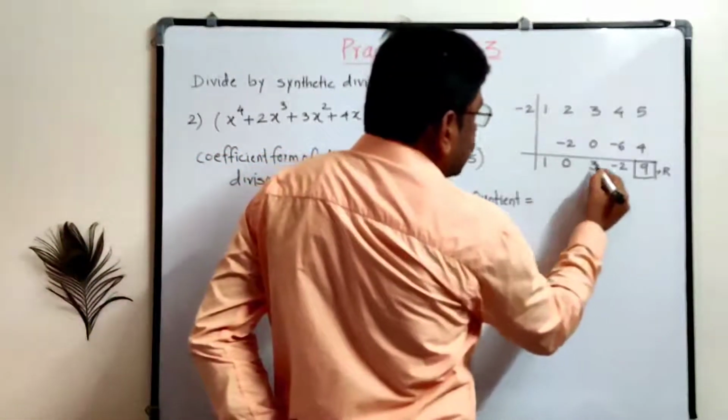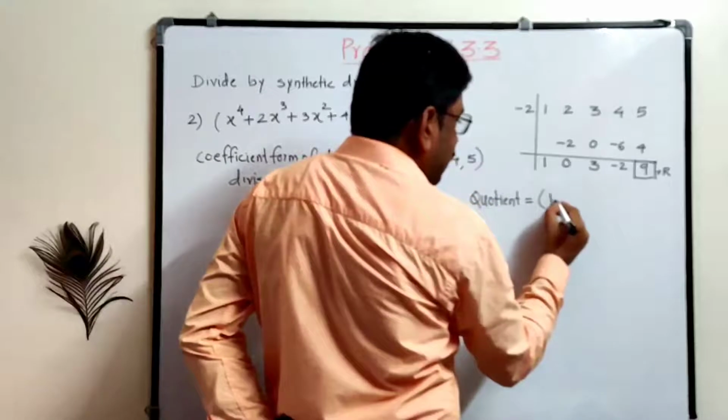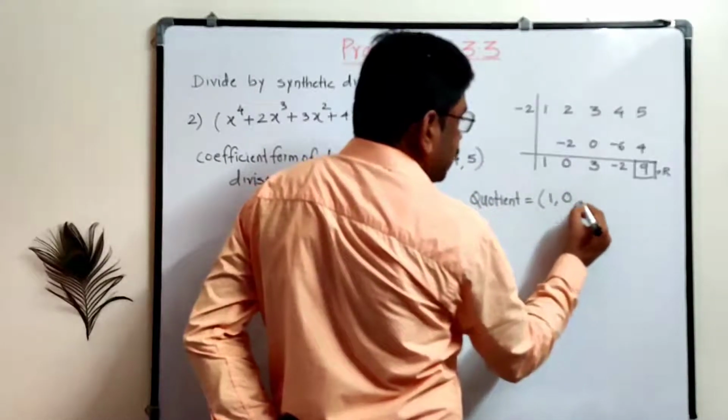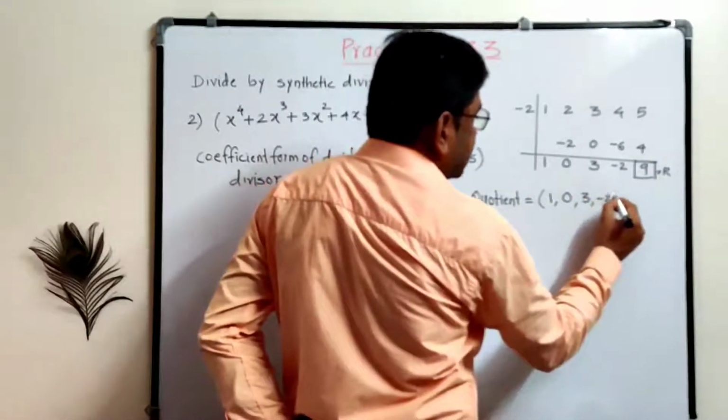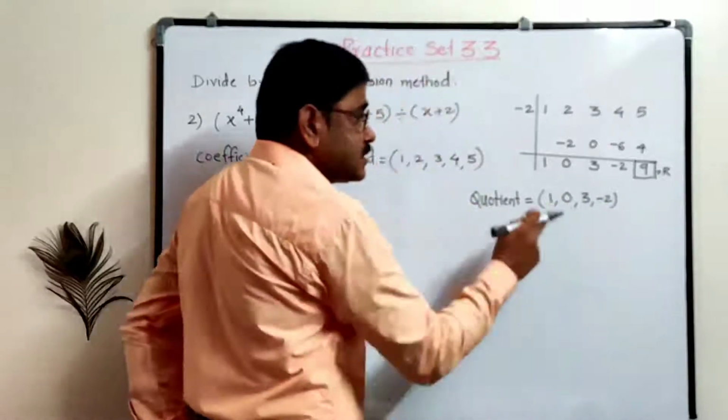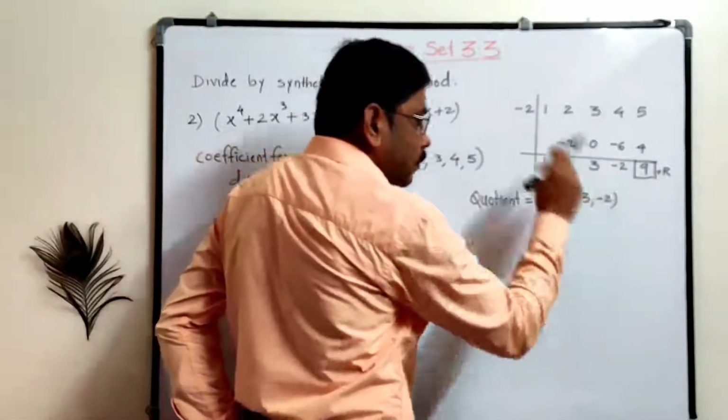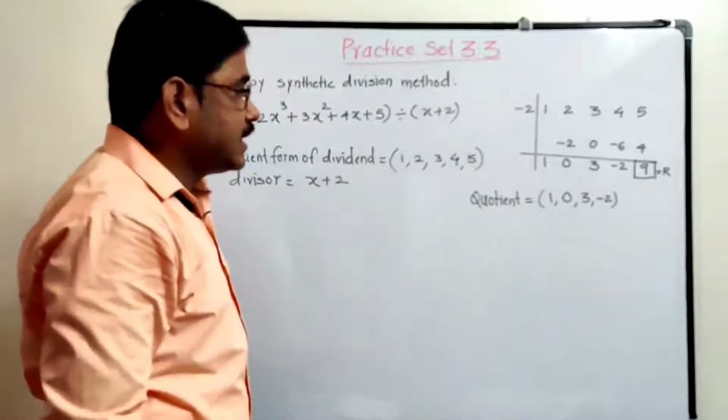1 0 3 minus 2. Write in a coefficient form. It is in coefficient form. 1 0 3 minus 2. Now how many coefficients? 1 2 3 4. So 4 minus 1, what degree will it come?